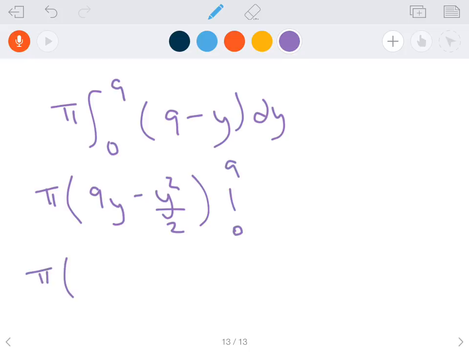So this is pi times 9 times 9, which is 81, minus 9 squared, which is 81, over 2. 81 minus half of it gives me the other half. So this is 81 pi over 2.